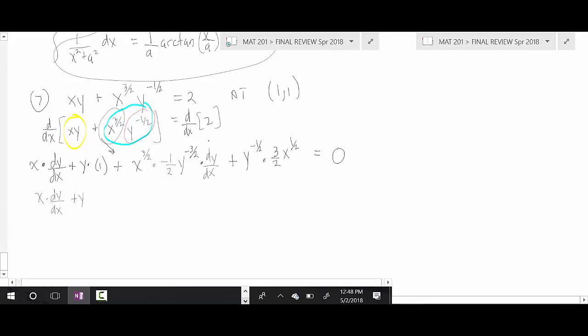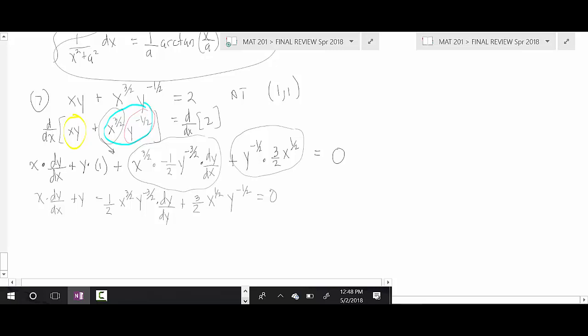Then over here, this part that I'm circling, I'm just going to write that as minus 1/2 x to the 3/2 y to the negative 3/2 times dy over dx. And this third part, I'm going to write as plus 3/2 x to the 1/2, y to the negative 1/2 equals 0. It doesn't matter what order you put this in. Okay, so we got that.